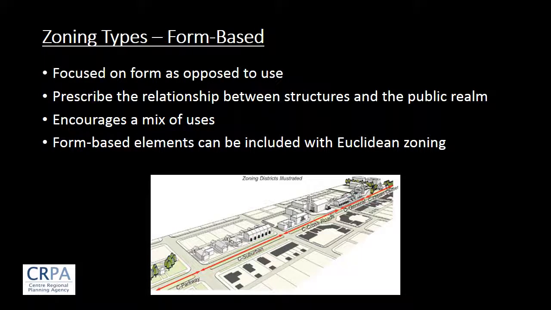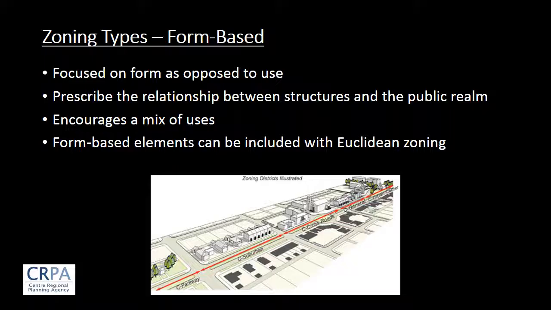Form-based zoning is a modern approach to zoning that attempts to accomplish an urbanized way of development. Rather than focusing on the use of structures like Euclidean zoning does, form-based zoning focuses on the form of development and its relationship to the public realm. Form-based codes promote a mix of uses and have been adopted in many communities throughout the country.